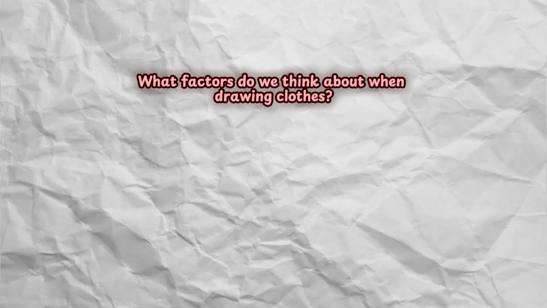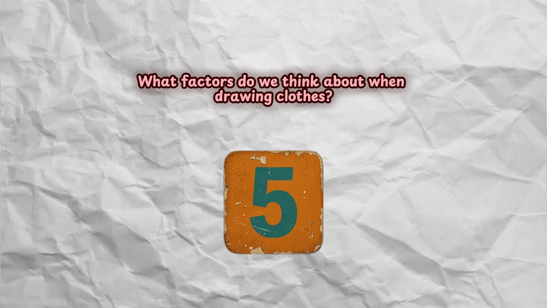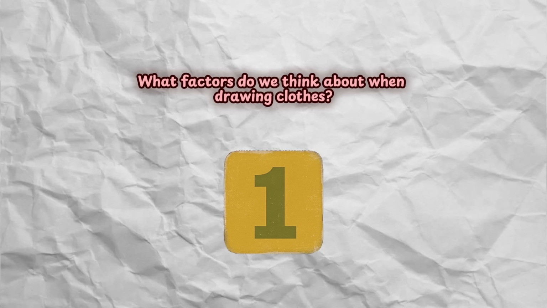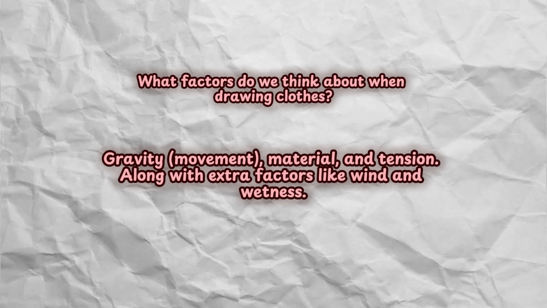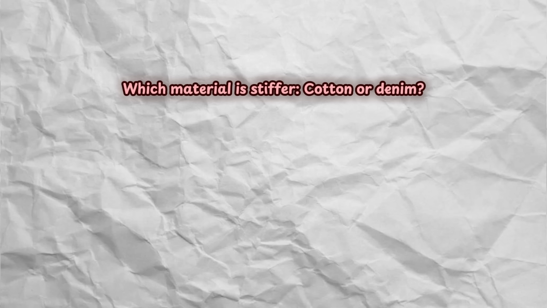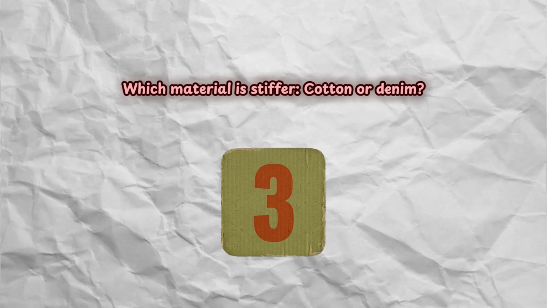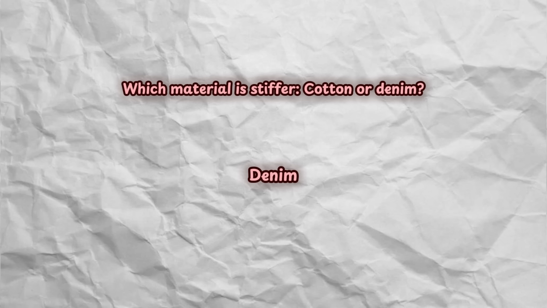What factors do we think about when drawing clothes? Gravity and movement, material, and tension, as well as external factors like wetness, wind, etc. Which is stiffer, cotton or denim? Denim. As I previously mentioned, denim tends to hold its shape a little bit more and is a bit less affected by things like movement and gravity.